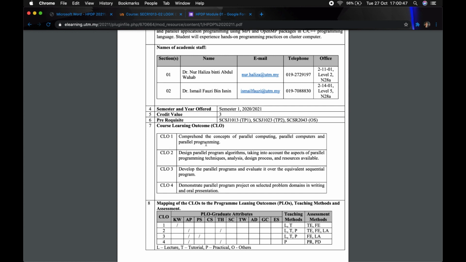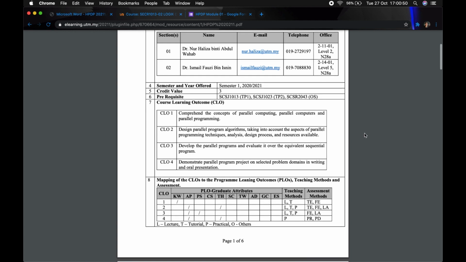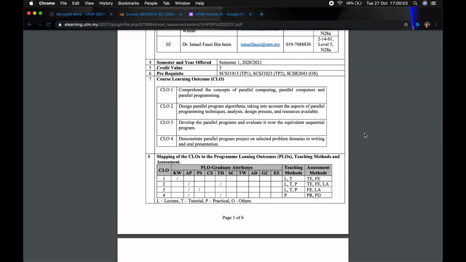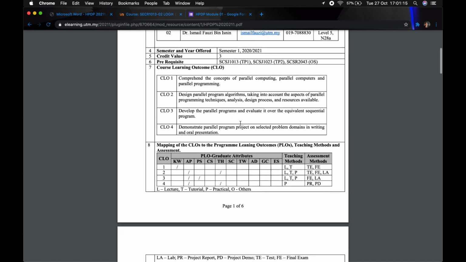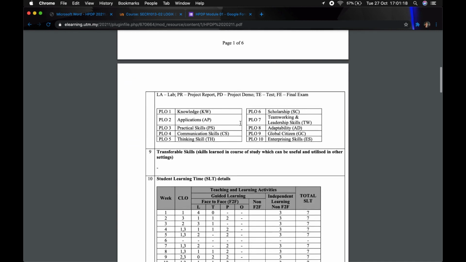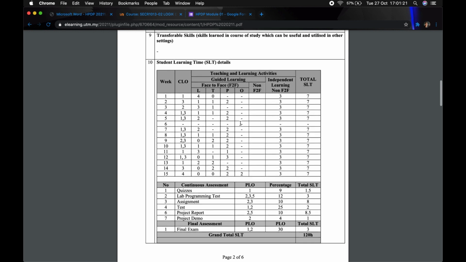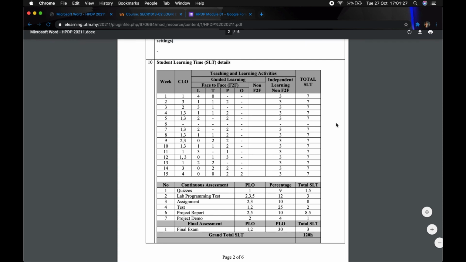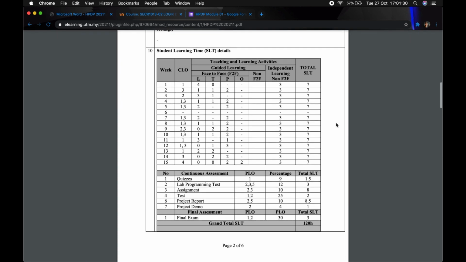For the CLOs, you can read them by yourself, but what is the most important about your course information? Of course, I do believe that you have read the form, but you need to see all of this because you need to know what your objective is for this subject. Like this one, your CLO: what is the objective of CLO1, what is the objective of CLO2, and so on, and where all these CLOs will apply, so you know basically what you need to do and what you need to aim for. This one is about hours, student learning time, SLT details.